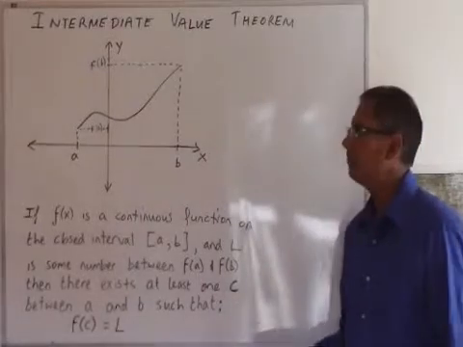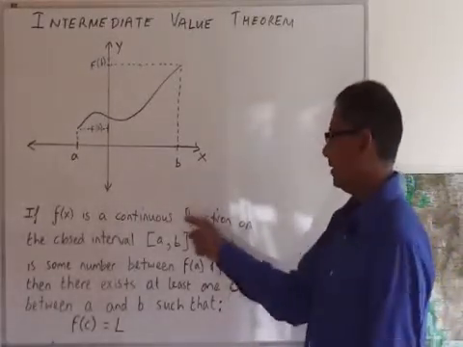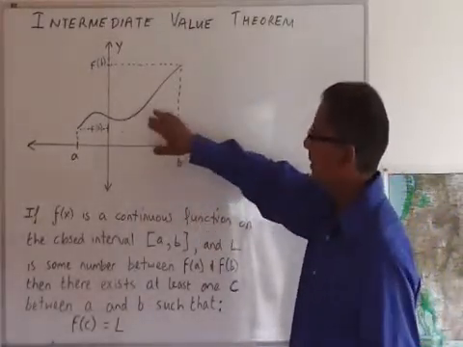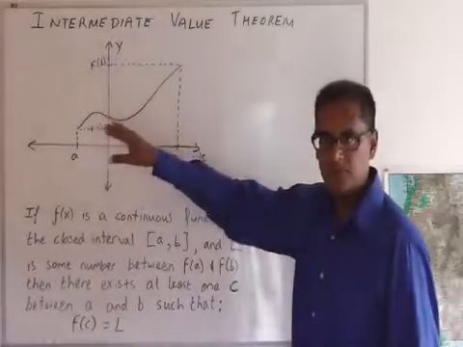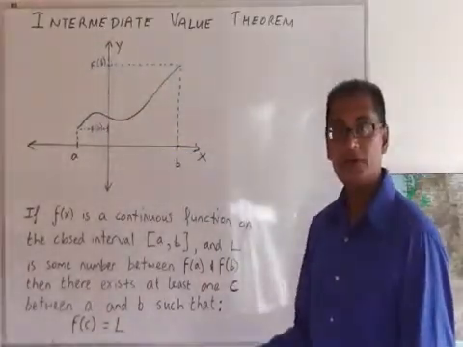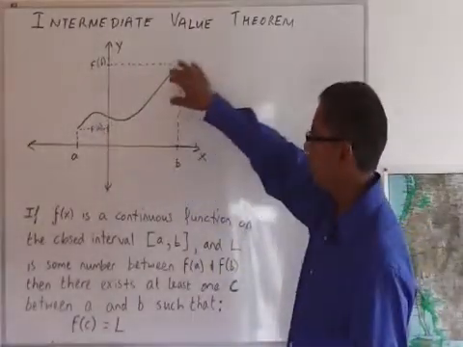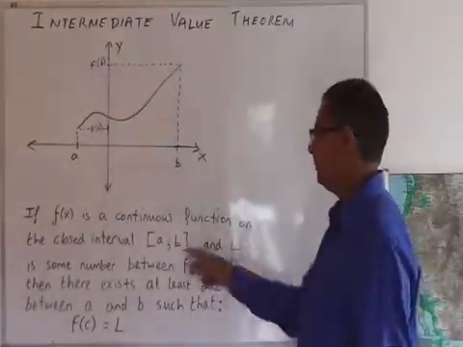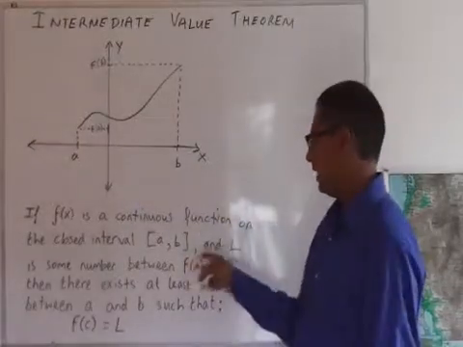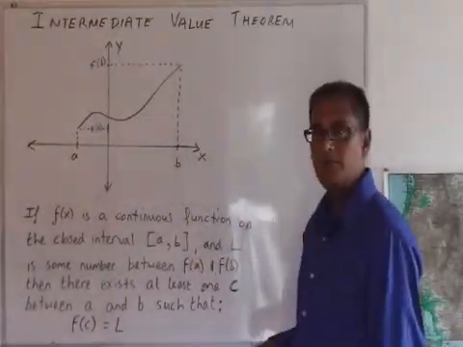So let's see, what does this mean? What are we talking about? Well, a continuous function. Continuous means there are no breaks in the function, and all polynomials are continuous everywhere. So f of x is continuous, no breaks in between a and b. And L is some number between f of a and f of b.